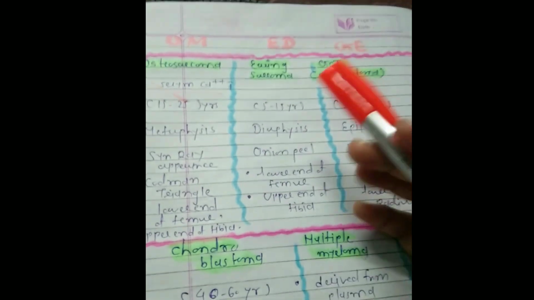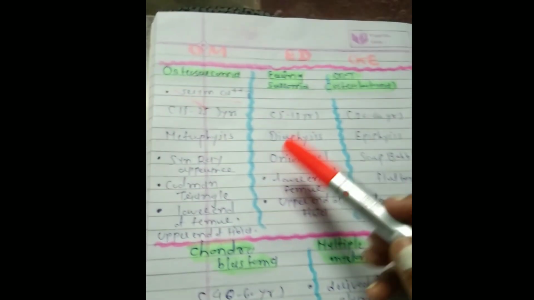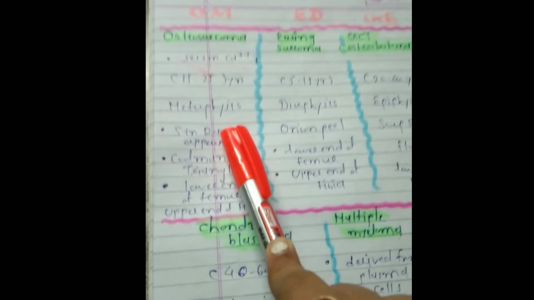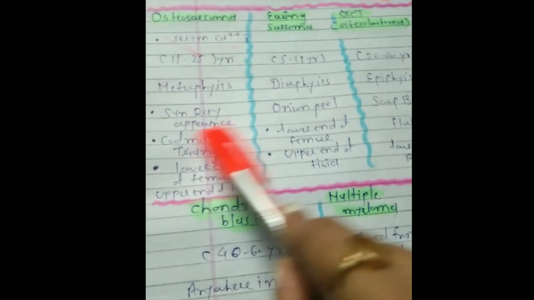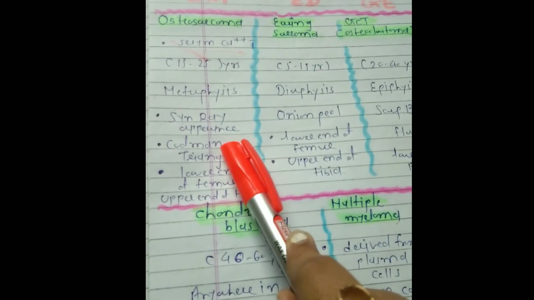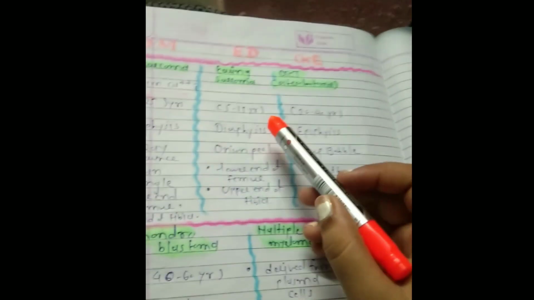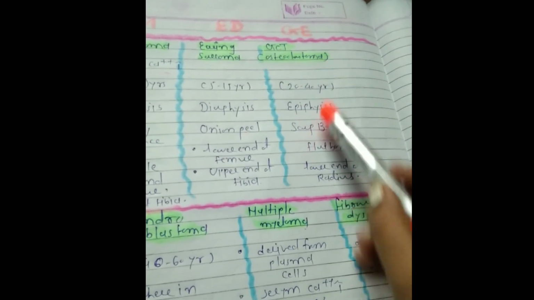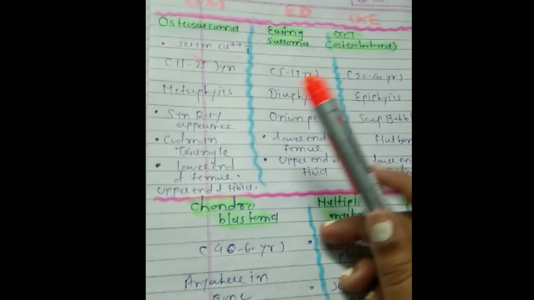Okay, so let's look at how the affected bone appears in the X-ray, in the radiograph. If the patient has an osteosarcoma, what we can see in the X-ray is the sun ray appearance and Codman triangle. In Ewing sarcoma we see an onion peel appearance. In GCT, osteoclastoma, we see a soap bubble appearance. So this is how you can differentiate these tumors.